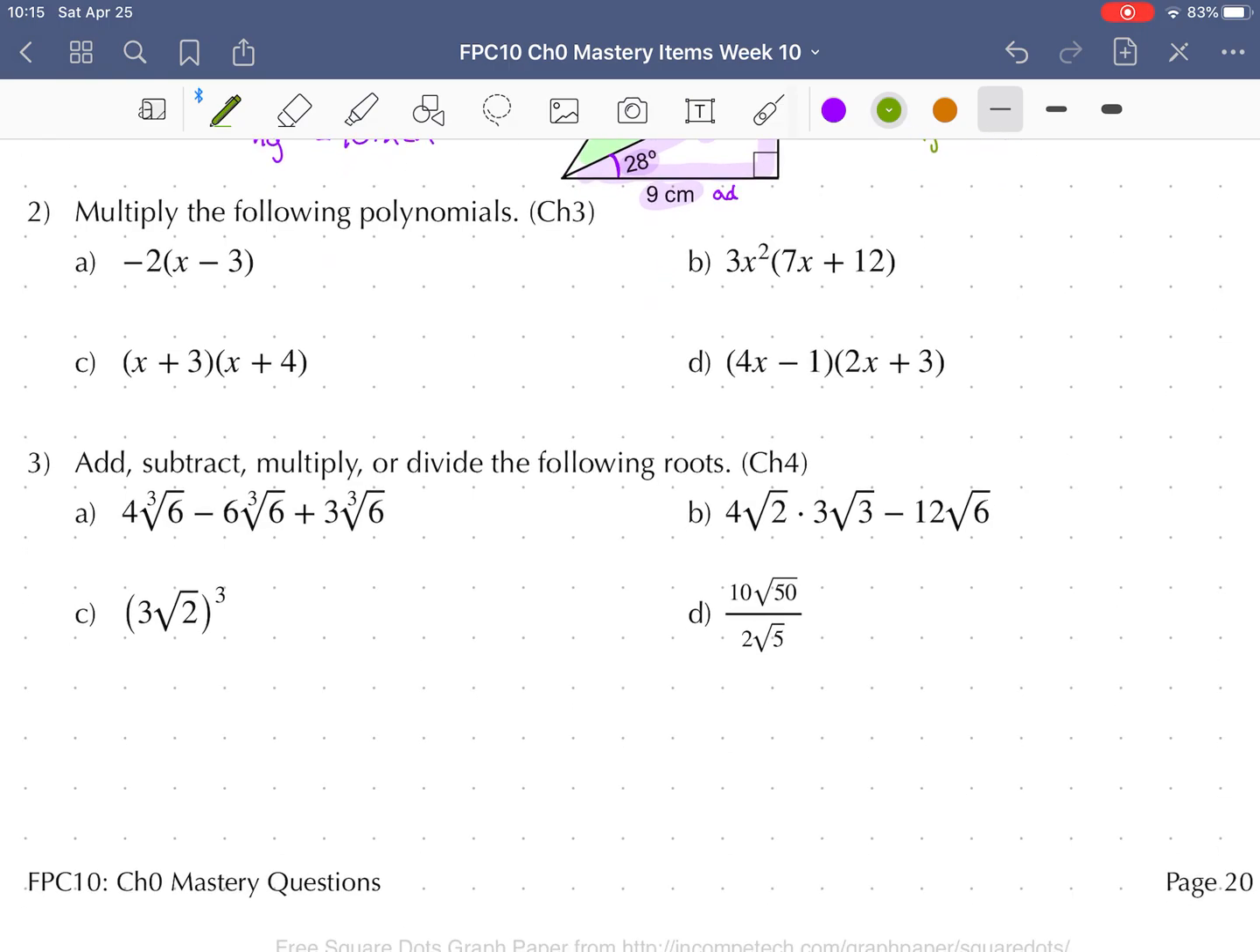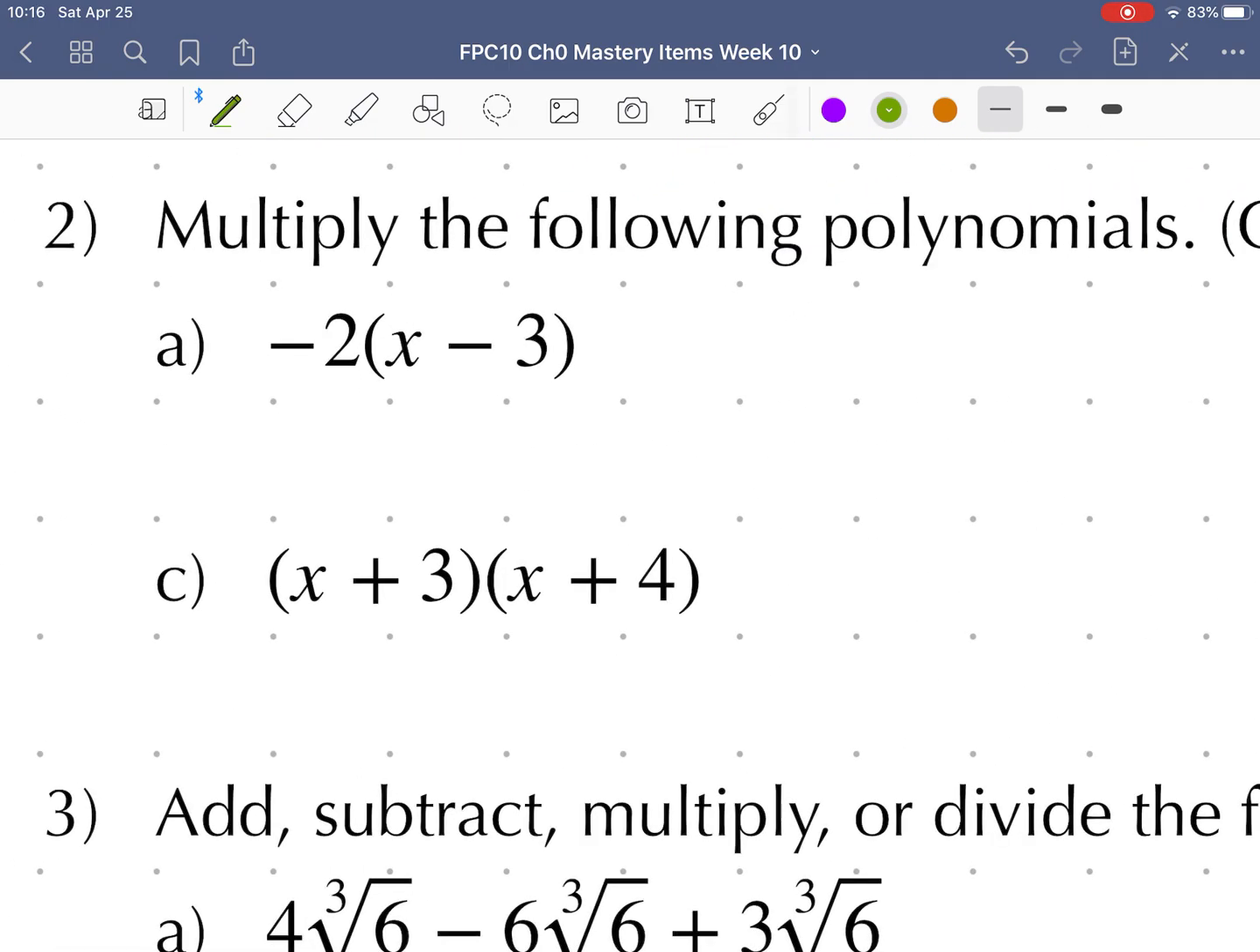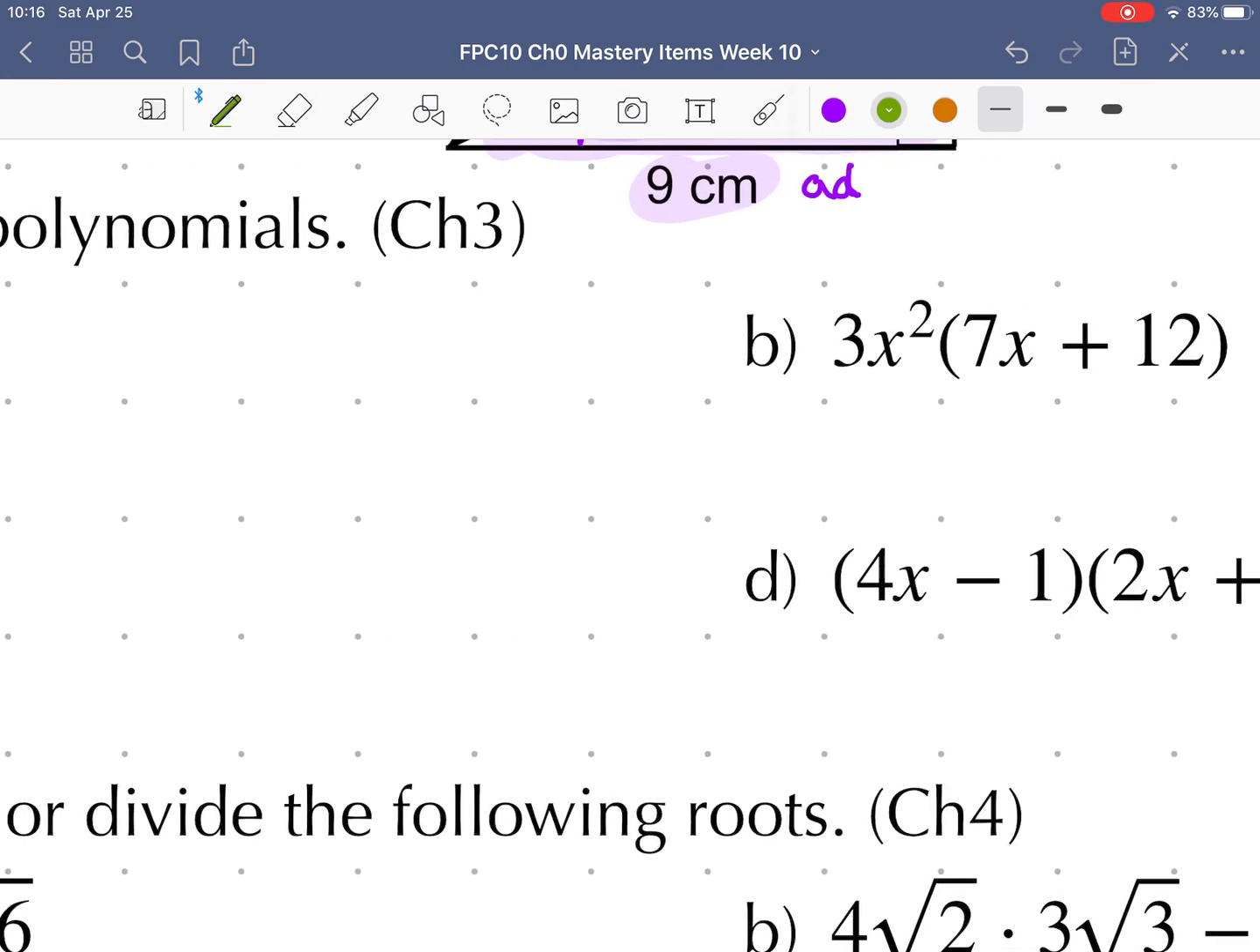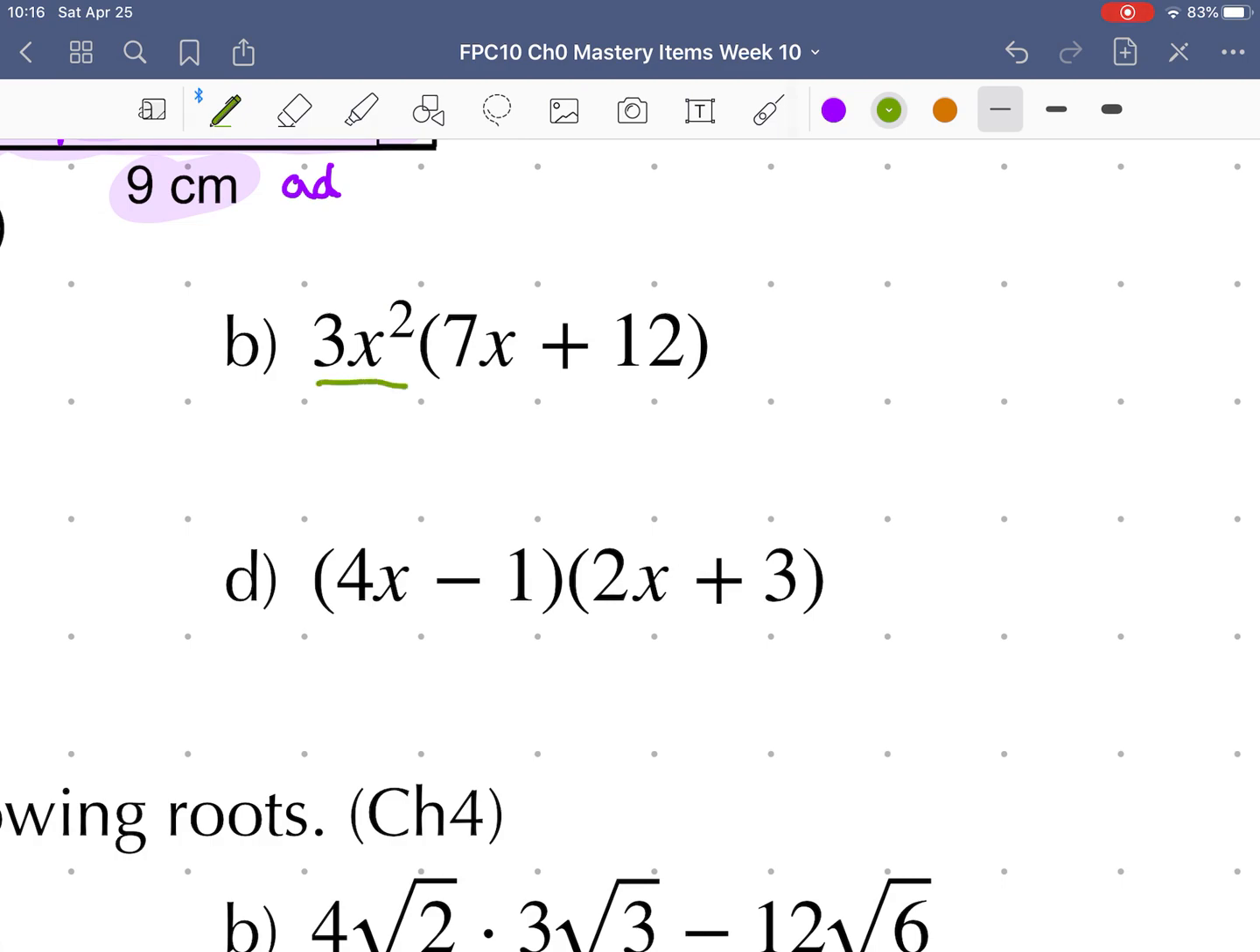Number 2, multiply the following polynomials. All right, so we have a coefficient, -2, multiplied by a binomial, so multiply it to each. So -2 times x is -2x. -2 times -3 is plus 6. Letter B, again. We have this monomial here, and we multiply it to this binomial. So 3x squared times 7x is equal to 21x cubed. 3x squared times 12 is equal to plus 36x squared.